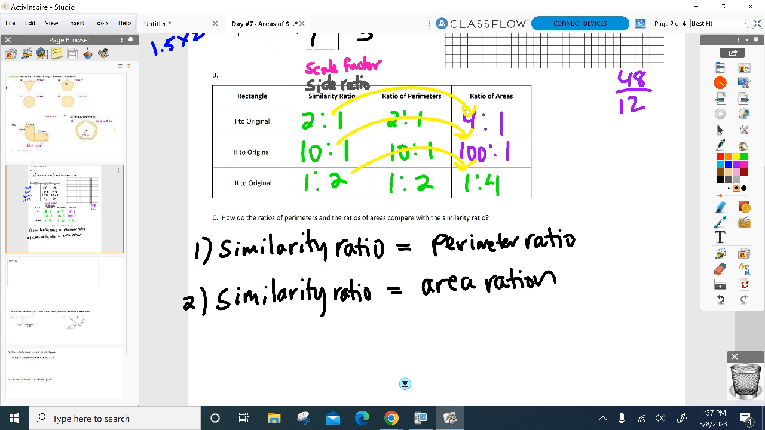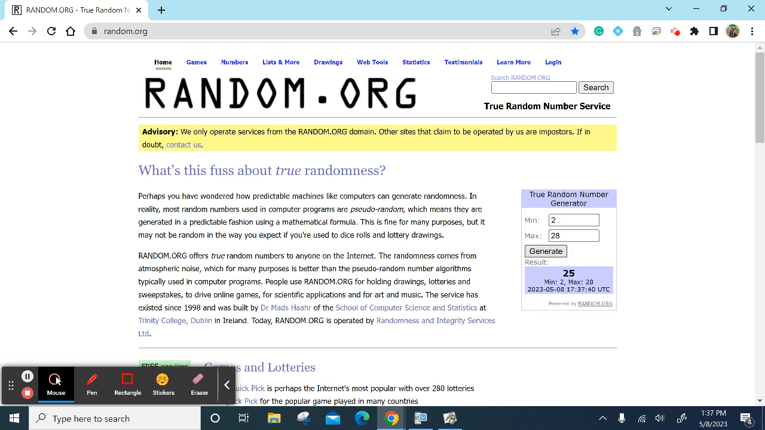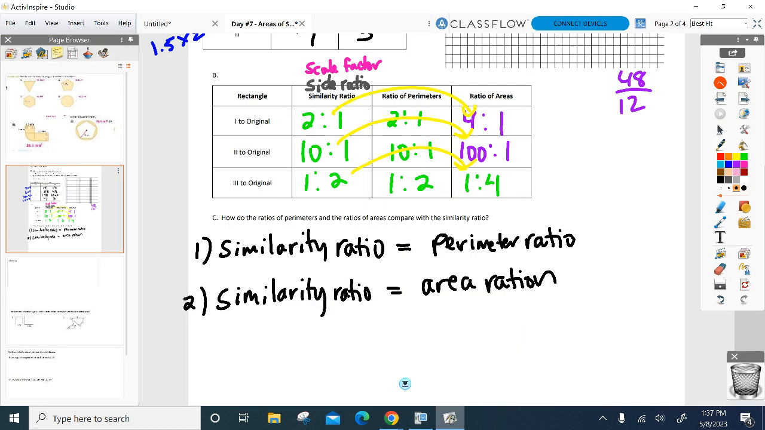Take a look at the chart and the numbers. How can I play around with those numbers so they're always equal to the area ratio? What am I going to need to do to that similarity ratio? Square it. Everyone agree? Square it and you get the area ratio. Yep. Good.